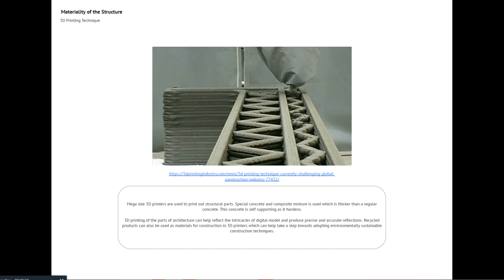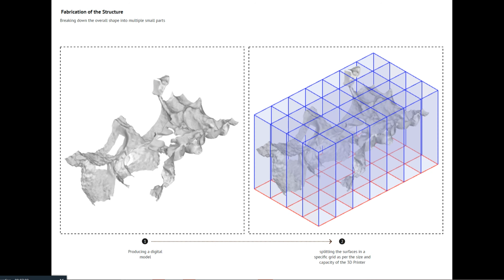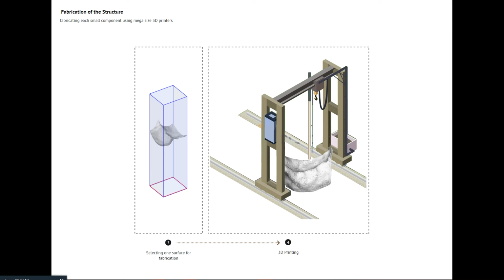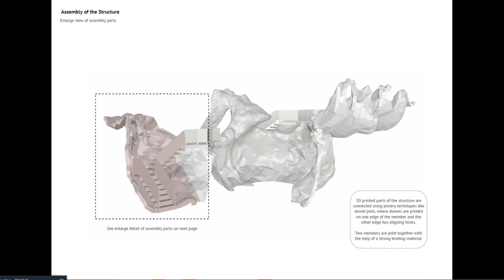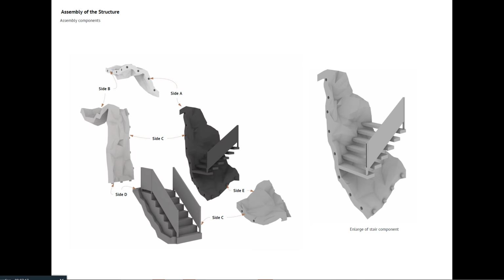After researching about the possible structural solutions, we decided to consider 3D printing as a potential construction strategy for our design. We broke down the structure in an ideal grid which would help fit the standard 3D printer frame. This is the process of the fabrication of the structure. The 3D printed parts are designed to connect each other using different joinery techniques like dowel joints. These are different members which are joined together with the help of a strong binding material.